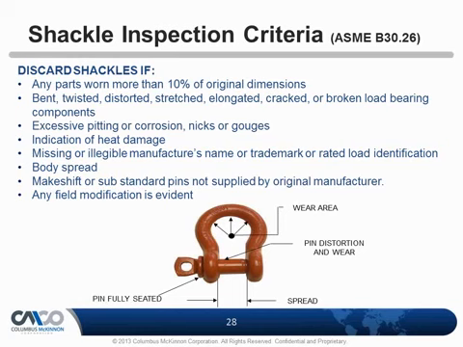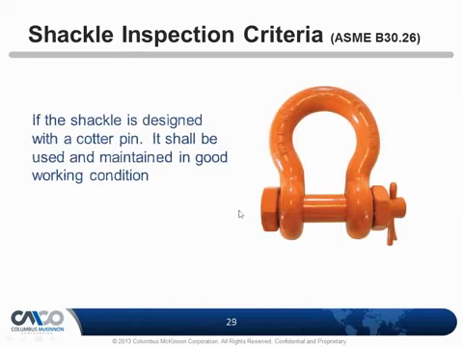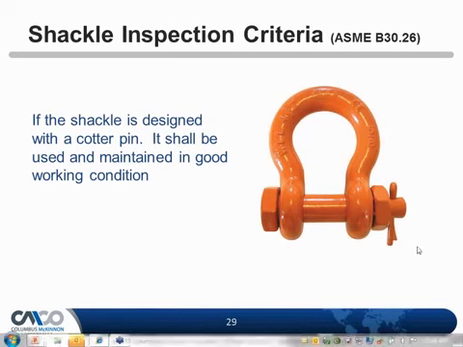Look for makeshift pins. Now that you all know what the pins look like, you can look for substandard pins. And then also any field modifications, any type of welding, or if someone did something they weren't supposed to, to the shackle that causes you concern, take it out of service. Again, if it was designed to have a cotter pin, it must be there in place and in good working condition. So if you have a bolt, nut, cotter type and it's missing the cotter, you need to get a cotter in there before you use it for rigging.